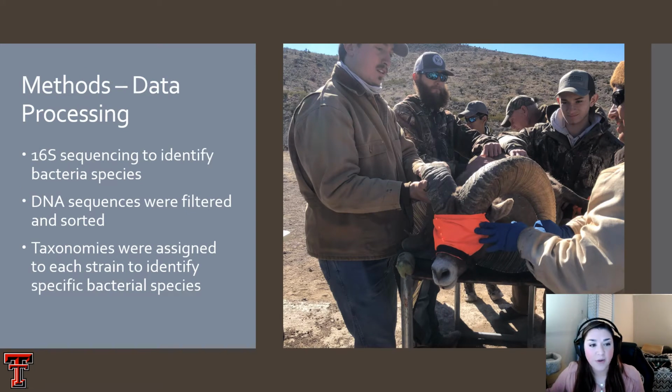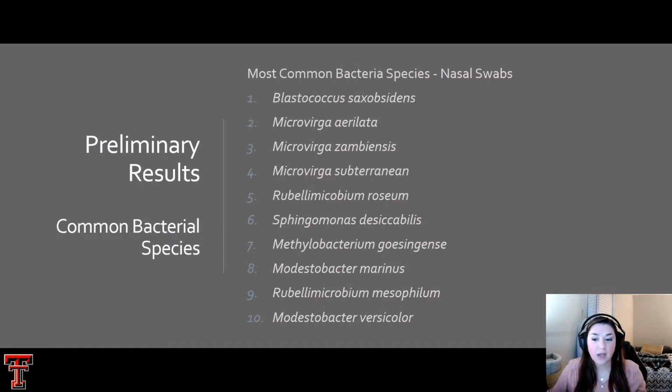After we collected all the swabs, we sent them off for 16S sequencing to identify bacterial species. This is just a specific loci for bacteria. Once I got all those raw sequences back, I filtered and sorted them down to a strain level, and then I assigned taxonomies to each of them. So the first thing I wanted to do was look at what are our most common bacterial species.